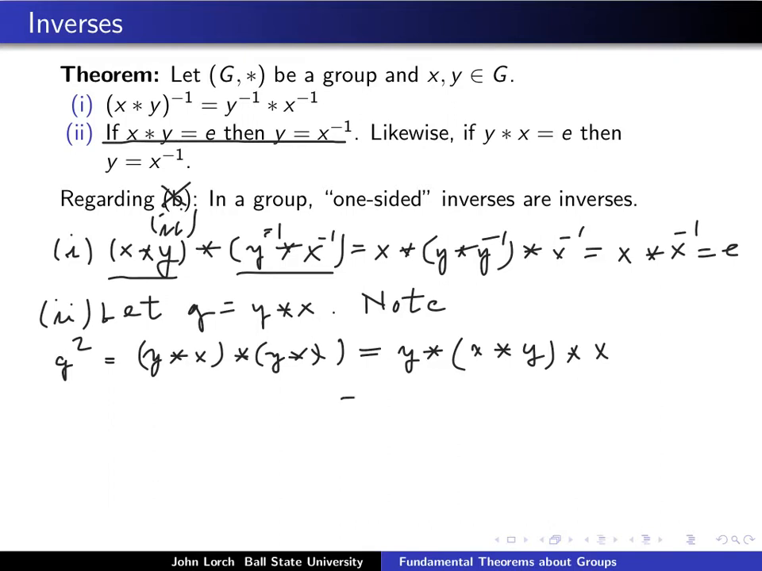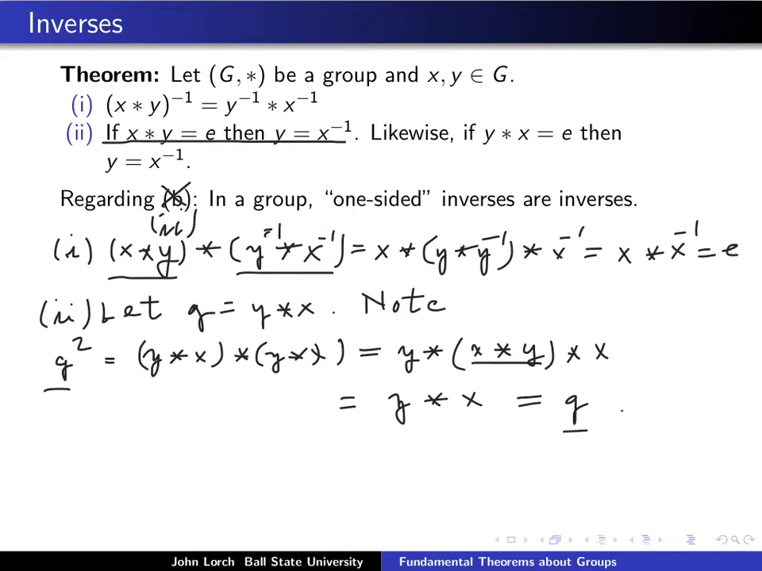But remember, X times Y is the identity. So this right here, this X times Y, that's the identity. And what that means is that this thing on the right-hand side of the equal sign simplifies to Y star X. But Y star X was equal to G. Okay? So what we have is that G times G in our group is equal to G.